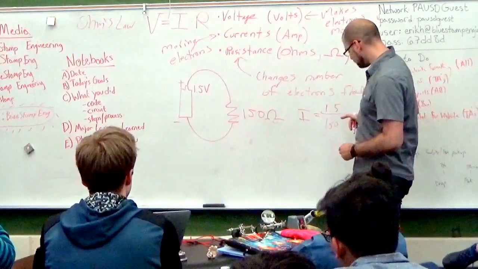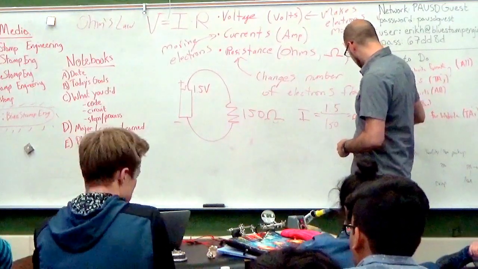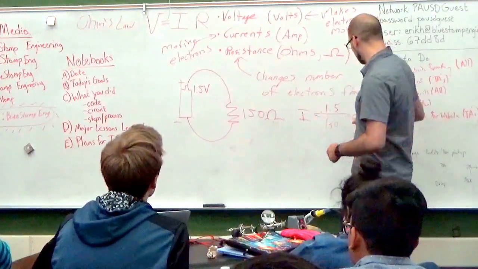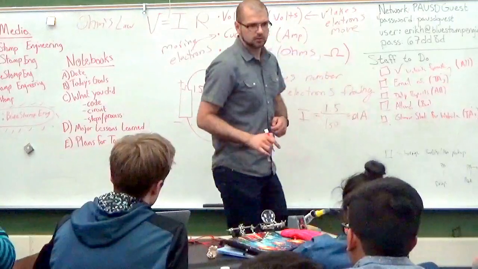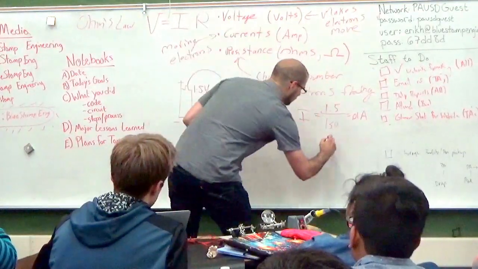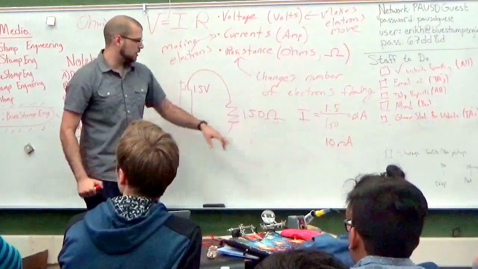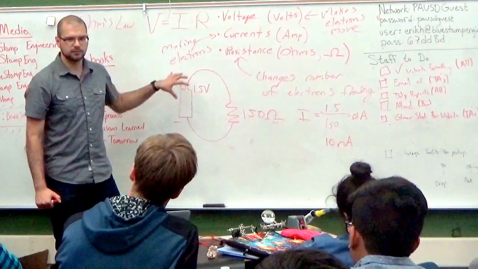All right, so 0.01 amps. And often if we're talking about small amounts of current, you'll see it in milliamps. Anybody know how many milliamps that would be? 10 milliamps. Excellent. So 10 milliamps. And that is a measurement of how many electrons are going through this circuit.